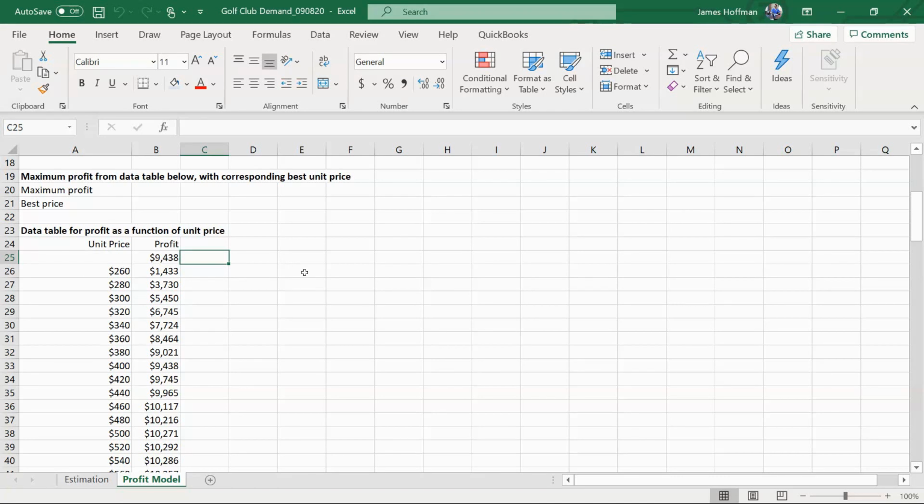Okay, so we got that. We see the profit changes with different unit prices, right? So obviously, if it becomes more costly, it's going to decrease our profit because we spent more in production.